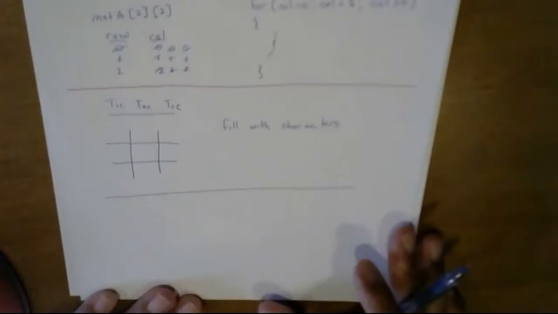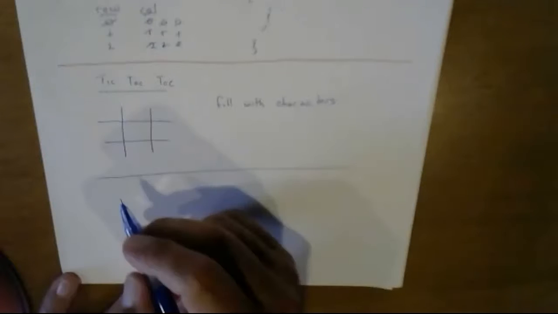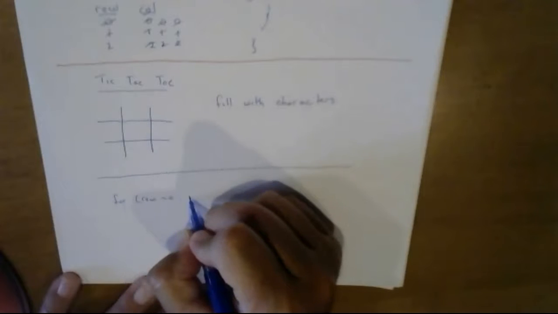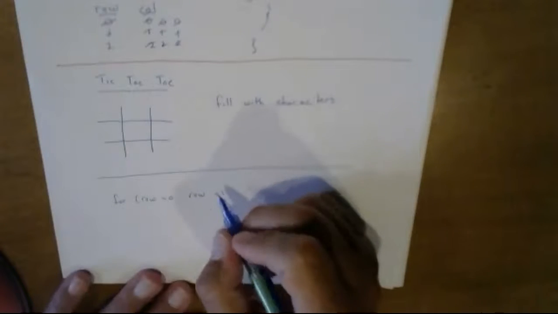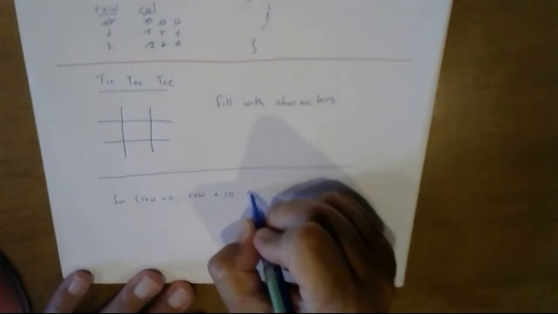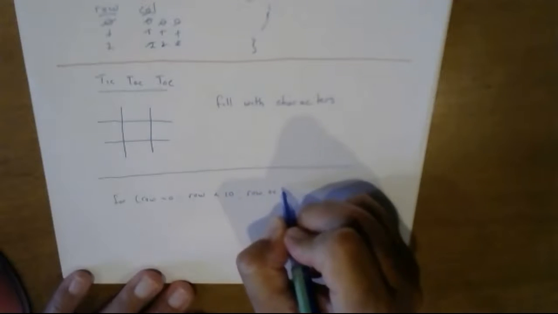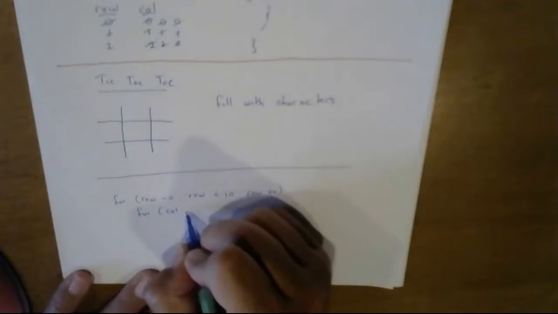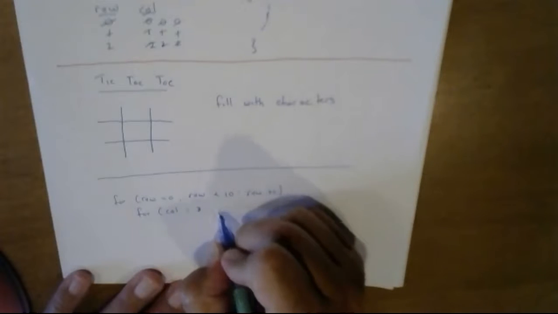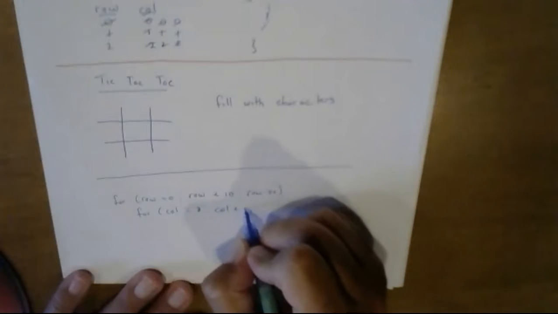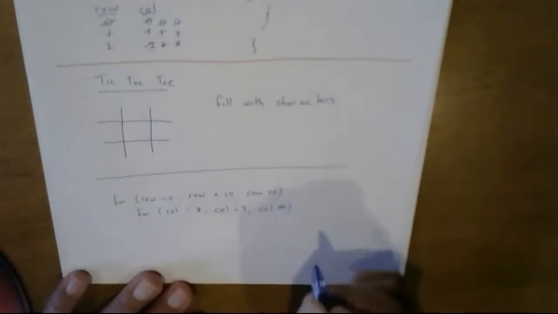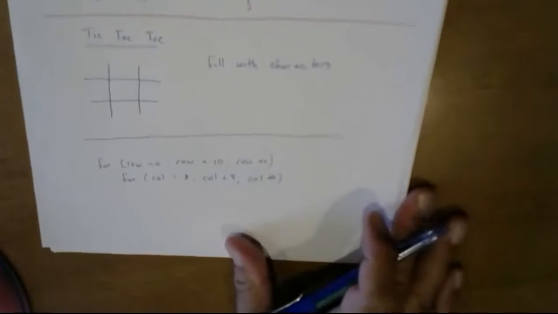Well, let me give you another example. What if I did something like this? For row equals 0, row is less than 10, row plus plus. And now I did a second loop for column equals 3, column is less than 8, column plus plus. How many times would that loop execute?